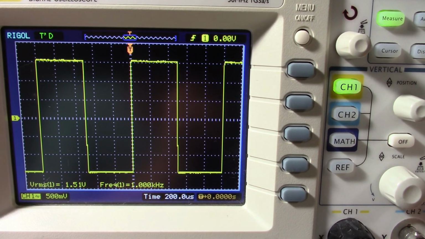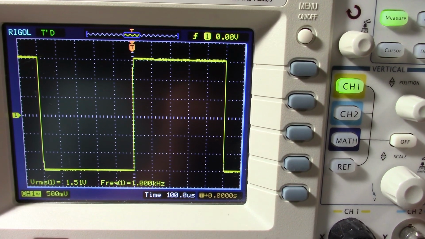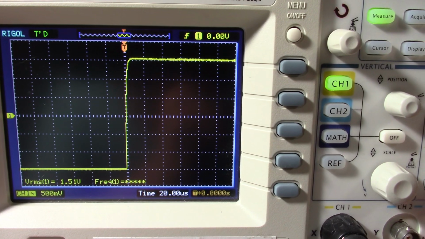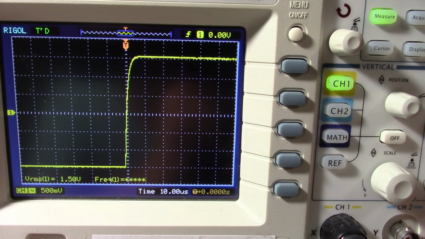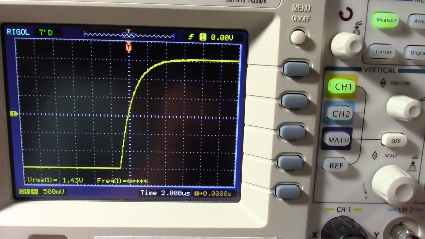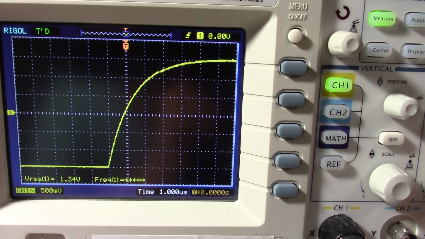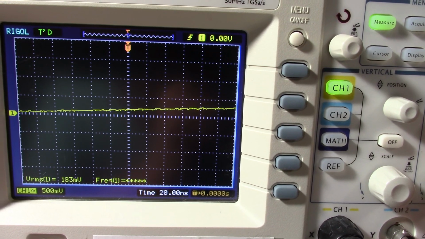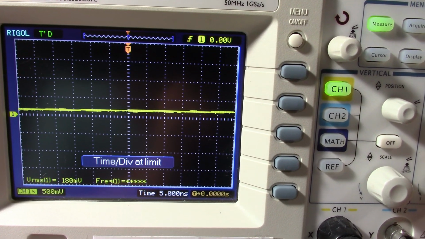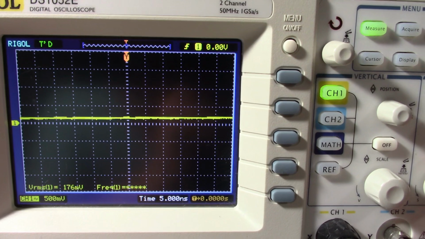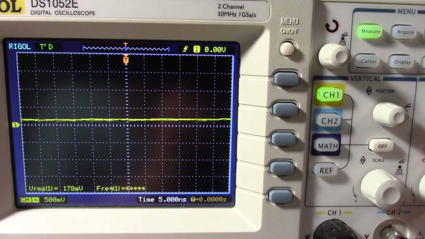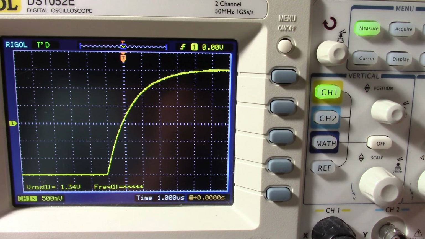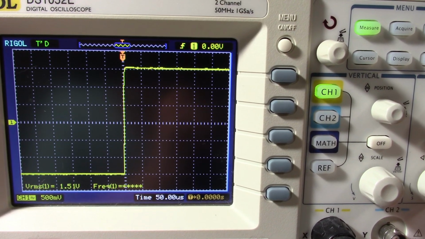So as I decrease the time per division, you can see it's a nice looking waveform. I keep turning that up. You can start to see the rising edge there is not so straight anymore, is it? Now turn this all the way up to the limit of the oscilloscope. And it looks like just a horizontal line now, so it's not a particularly fast edge, is it?